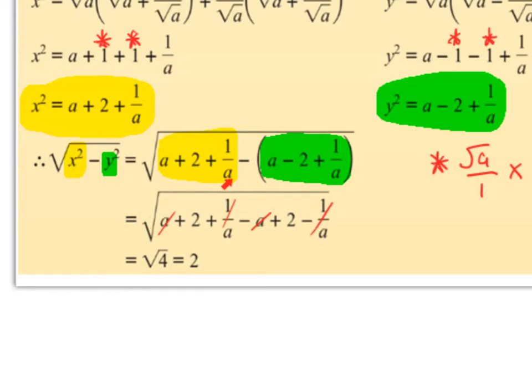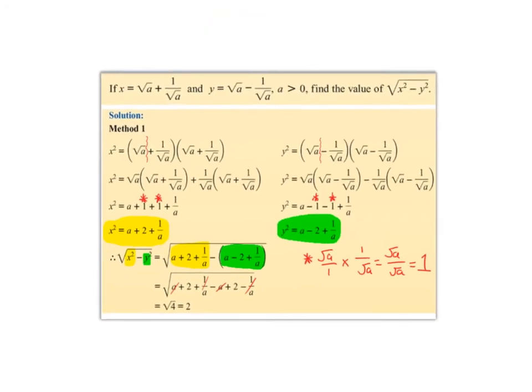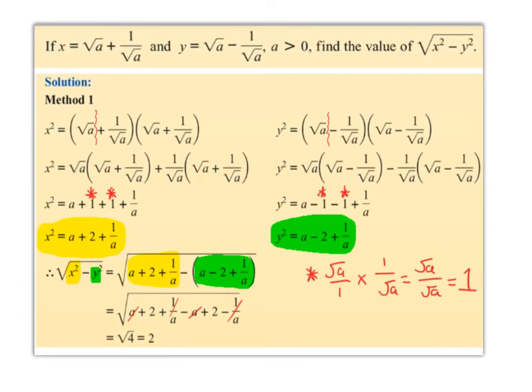We still have the square root. A and minus a will cancel. 1 over a and minus 1 over a will cancel. And 2 plus 2 is 4. And the square root of 4 is 2. So the value of the square root of x squared minus y squared is actually 2.